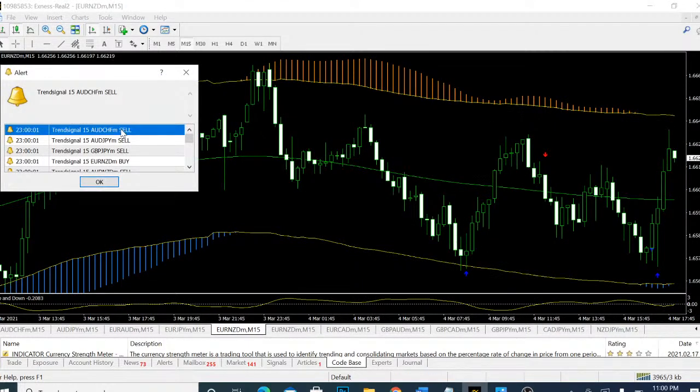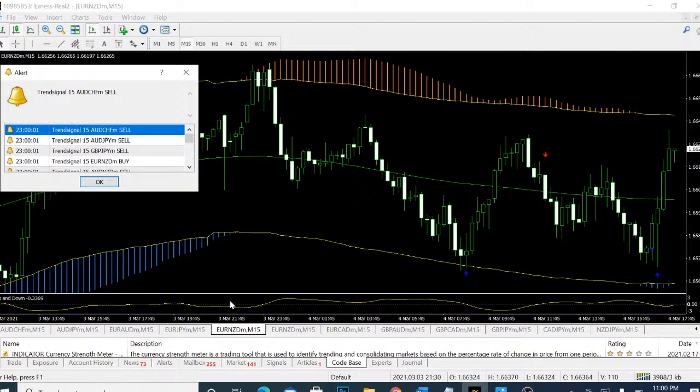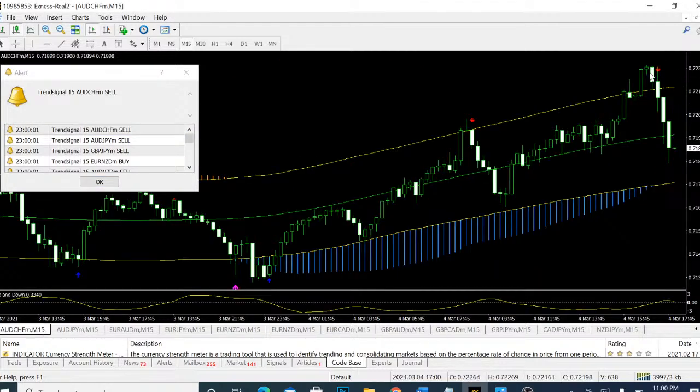Okay guys, now you can see the frequency of the signals that I am getting. AUD JPY sell and AUD CHF sell. So let me open the AUD CHF chart. Okay, so you can see the sell signal appeared. Now the market has chances to go down. However, I have just switched my charts. That's why it is telling me about the trend that is ongoing right now.